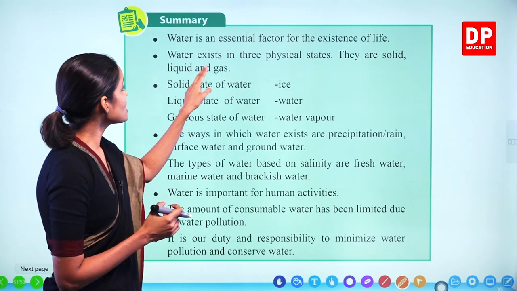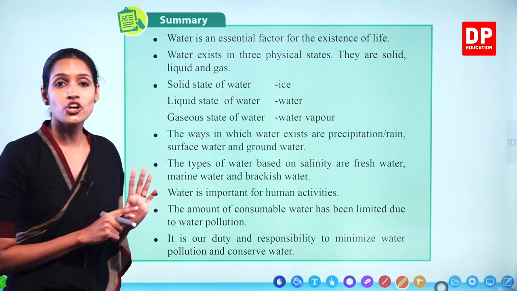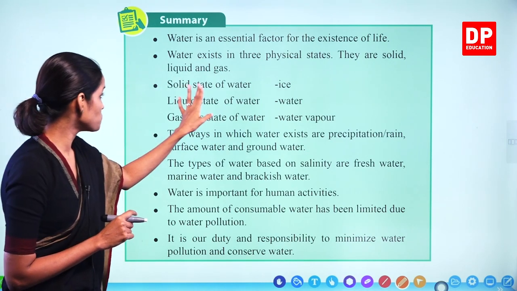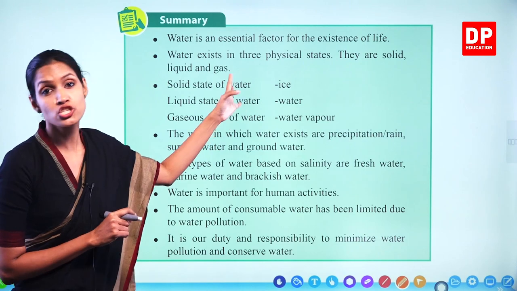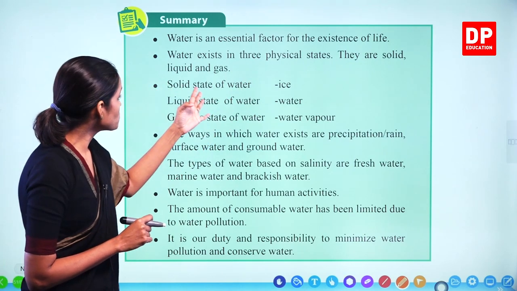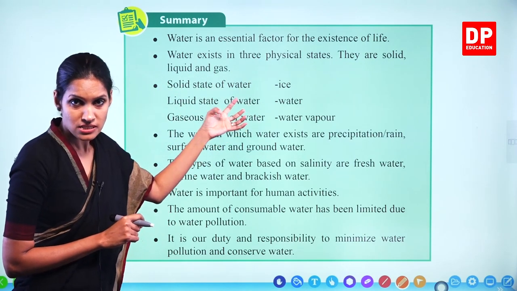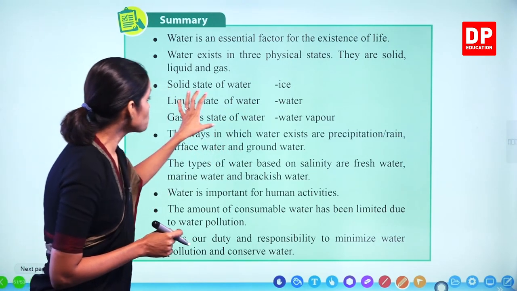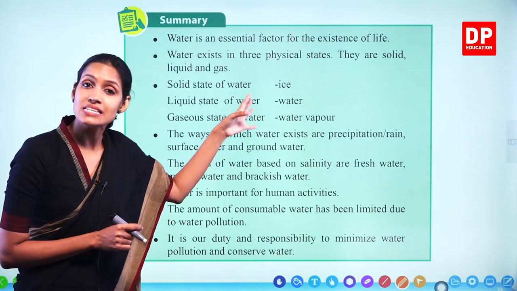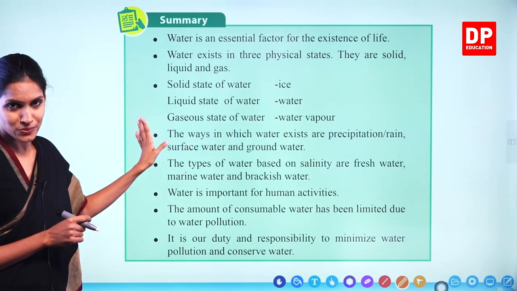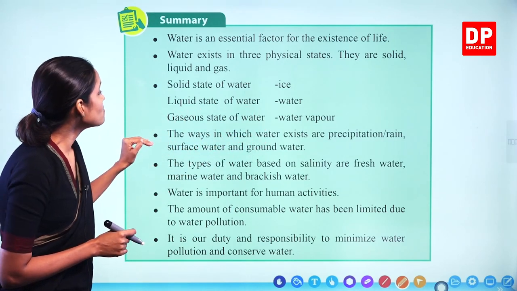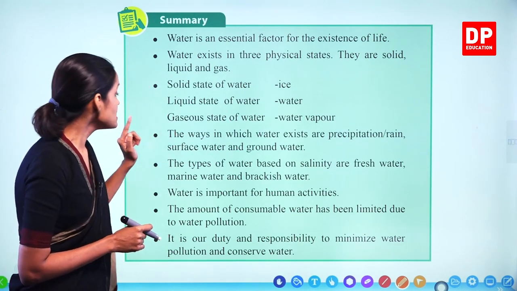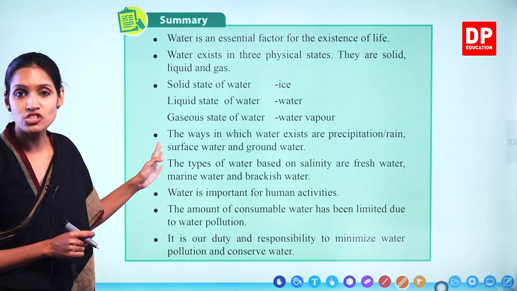Water exists in three physical states. They are solids, liquids and gases. So solid state of water, example, ice and snow. Liquid state of water, normal water present in rivers, oceans, etc. Gaseous state of water, water vapor, steam are the examples. The ways in which water exists are precipitation or rain, surface water and groundwater.